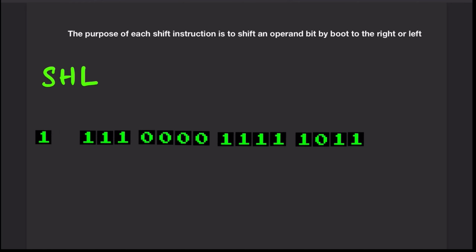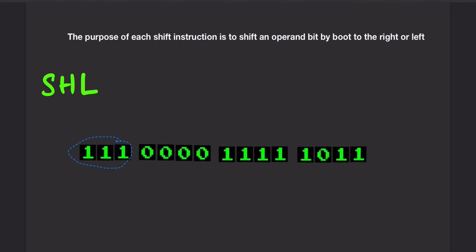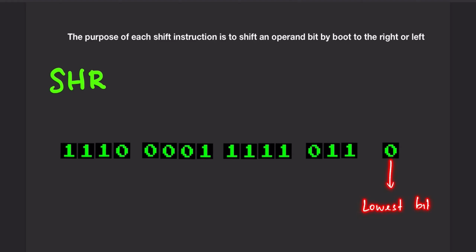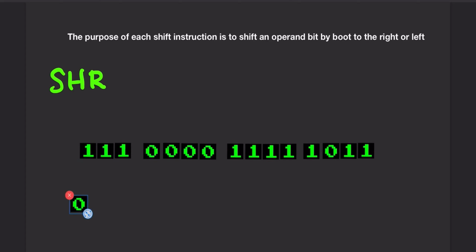In SHL, logical shift left, the highest order bit is shifted out. Then each bit is shifted one bit to the left. Then 0 is shifted in. In SHR, the logical shift right, the lowest order bit is shifted out. Then the remaining bits are shifted to the right one by one. Then 0 is shifted in.